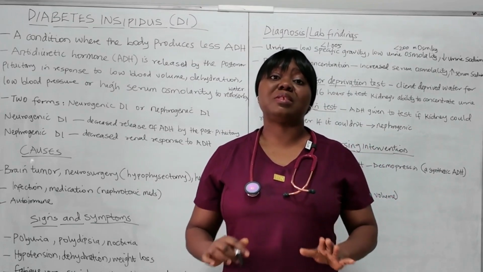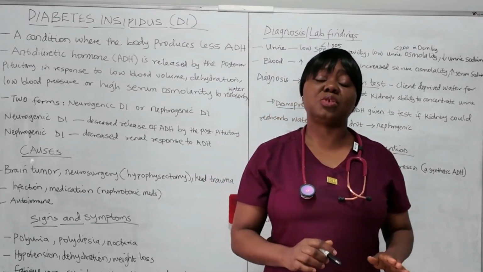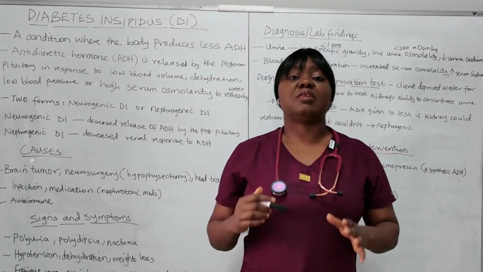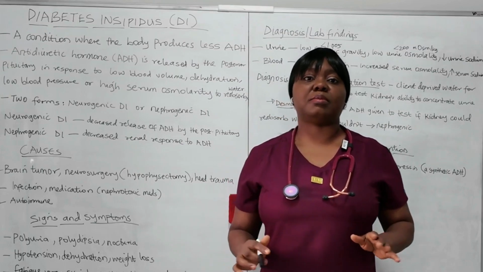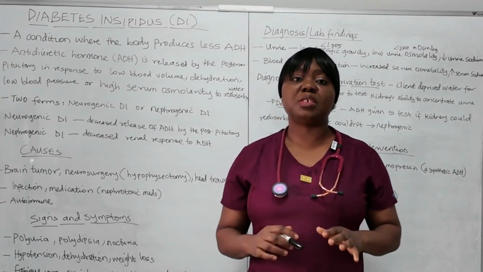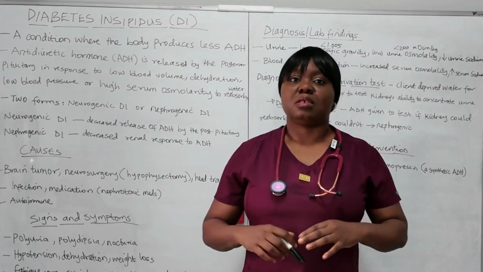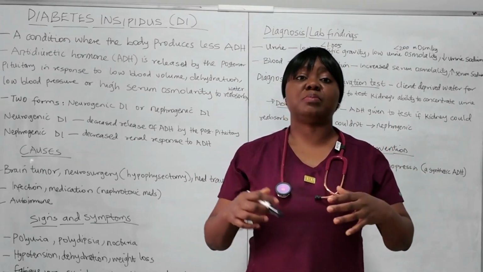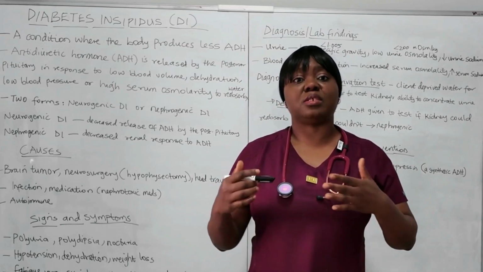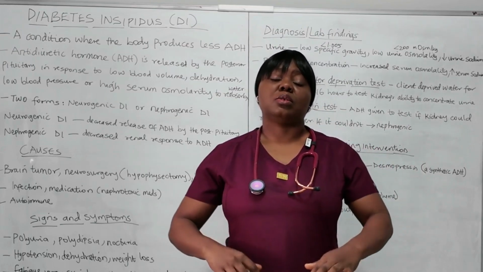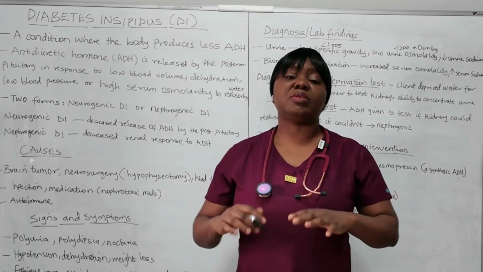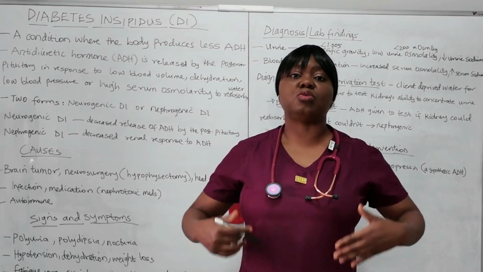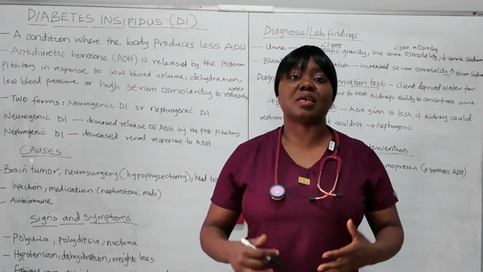Now, there are two forms of diabetes insipidus. It is either neurogenic diabetes insipidus, or we call it central diabetes insipidus, or it's nephrogenic diabetes insipidus. Let's break it down. For neurogenic diabetes insipidus, it means the problem has to do with the brain, either with the hypothalamus not producing this antidiuretic hormone, or it's even with the pituitary gland not releasing it when it is needed. Or it could be due to nephrogenic. So when you say nephrogenic, it means the problem is with the kidney itself. So the kidney is not doing the work of reabsorption, even when the signal is sent.